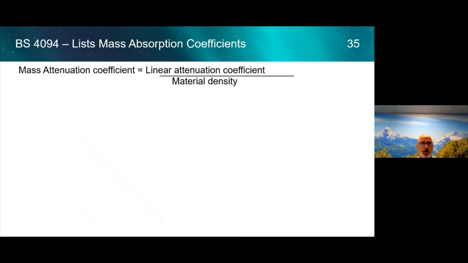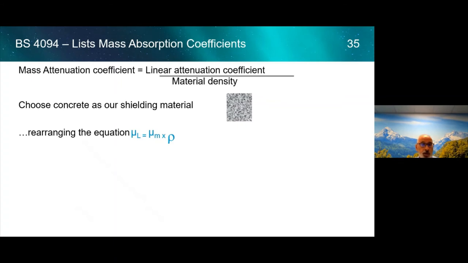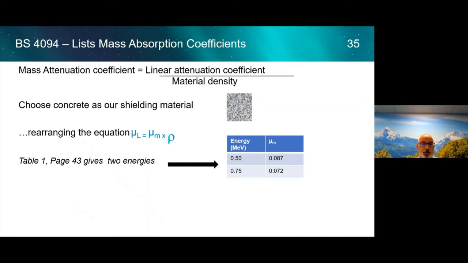So given that we've got mass attenuation coefficients, what we actually want is the linear attenuation coefficient, because that's what our equation uses. Well, it turns out there's a really simple conversion between the two. Your mass attenuation coefficient is simply your linear attenuation coefficient divided by the material density, whatever it happens to be. So we'll pick a material, and we'll use concrete because it's abundant and it's a good structural material. If we rearrange that equation, we can see that mu L, the subscript L meaning linear, is equal to mu M, M being mass attenuation, multiplied by the material density rho, which will give you the linear attenuation coefficient. It's a fairly simple manipulation.